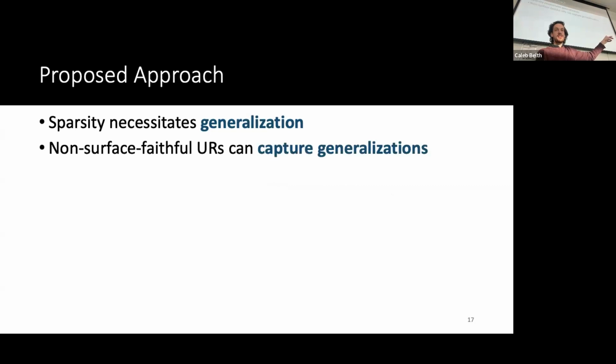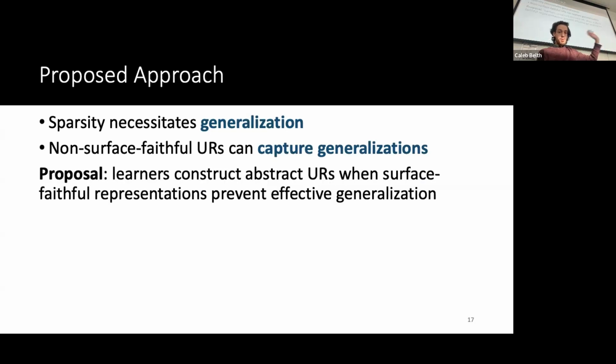All right, so to summarize, sparsity necessitates generalization, but as we've seen in these examples, positing some sort of underlying representation that's not surface faithful can capture generalizations across the lexicon. So my proposal is that learners construct abstract underlying representations when surface faithful ones, or concrete ones, prevent effective generalization, in a way that I'll make precise as we go.